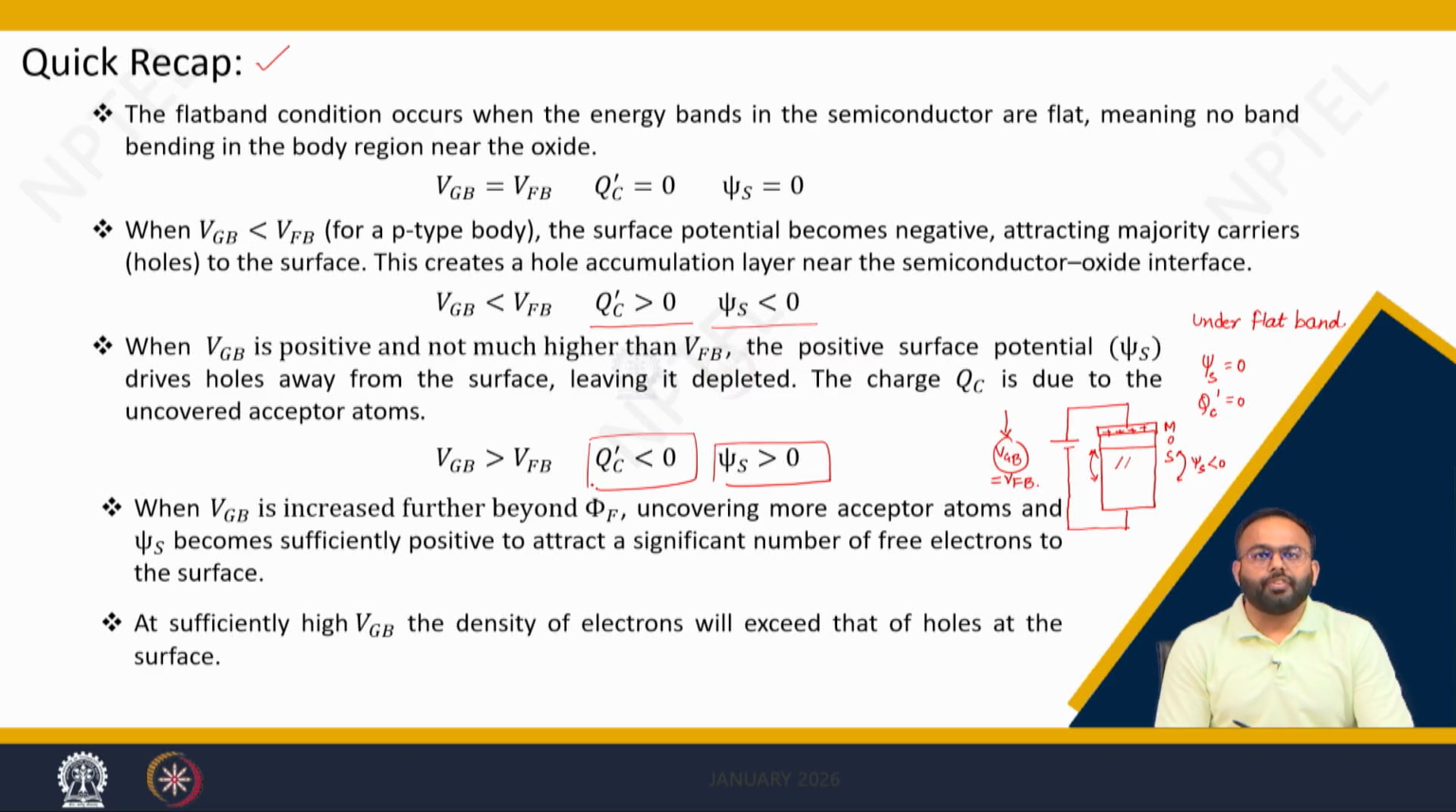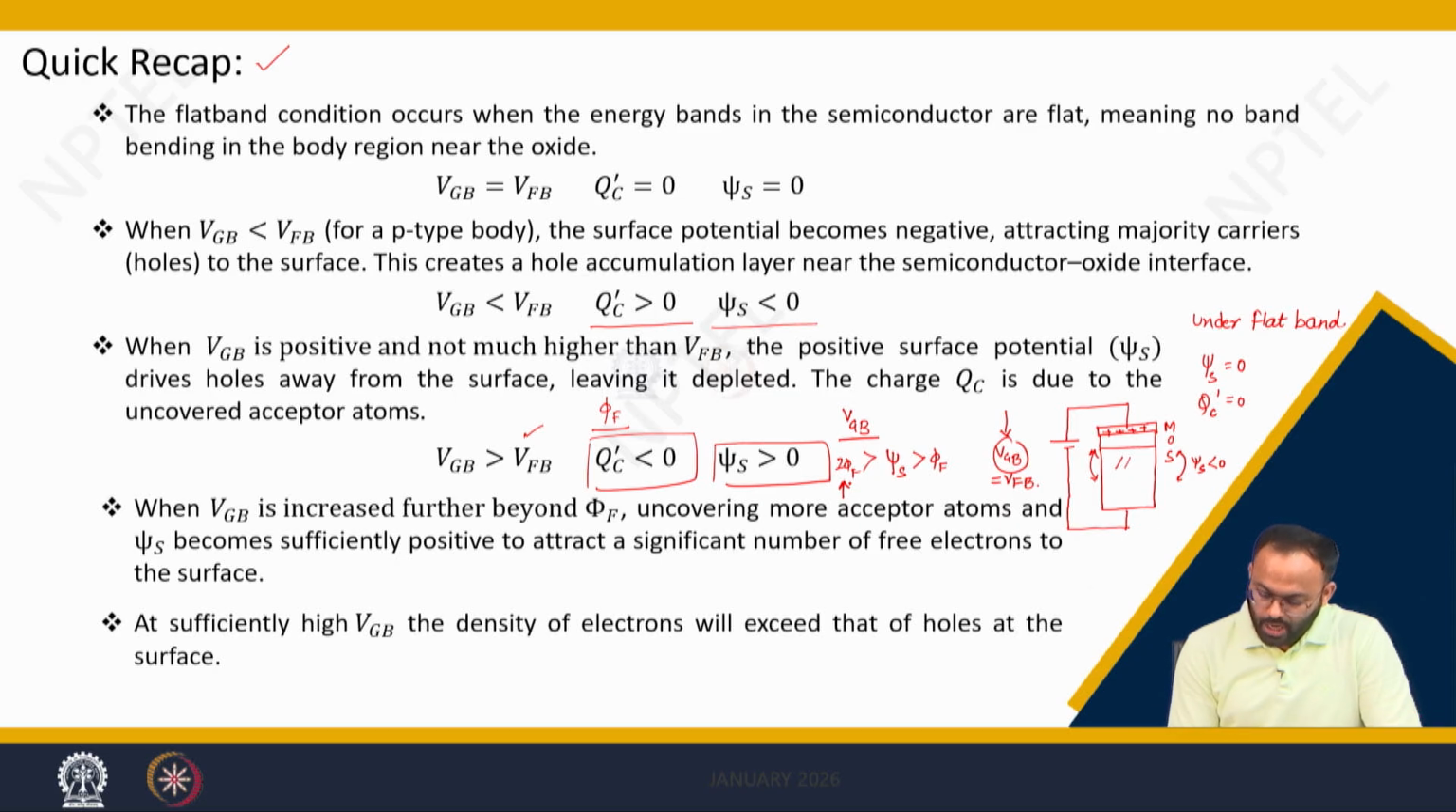We have seen different conditions of VGB values. If VGB is greater than the flat band voltage but the surface potential is up to phi f, then we are in depletion. But when VGB is so high that the surface potential is greater than phi f but less than 2 phi f, we are in weak inversion. When the surface potential increases to 2 phi f, we are in inversion.